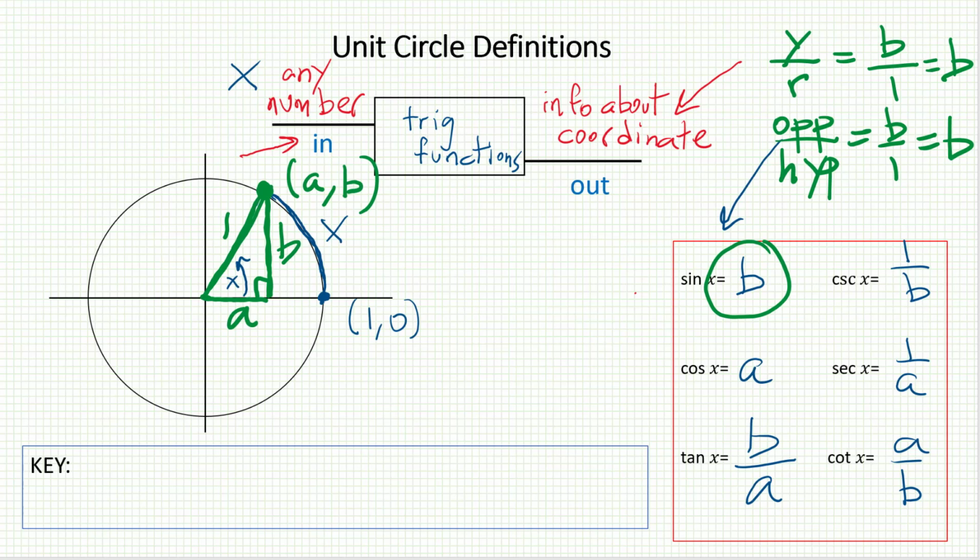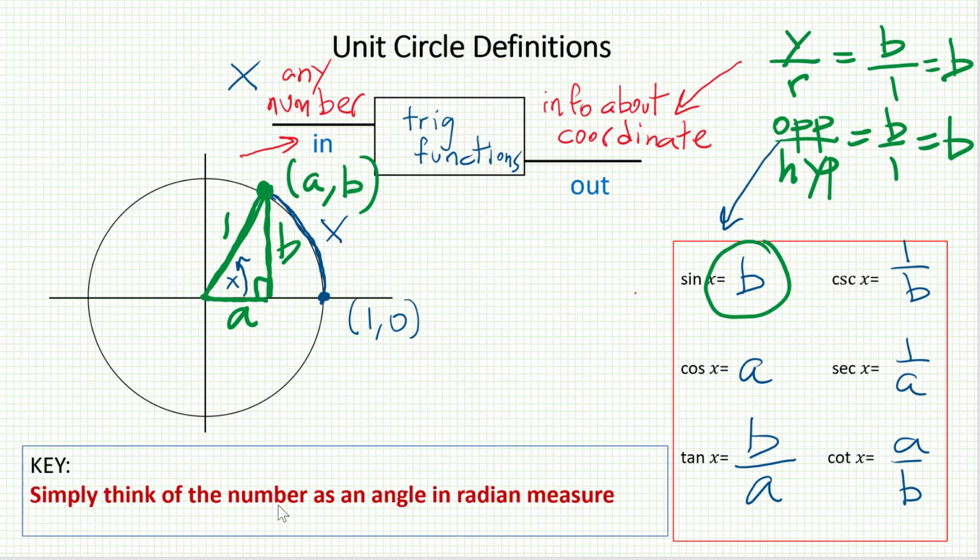The key is this. Simply think of the number as an angle in radian measure. The number is just a number, but on the unit circle we can act as if it's an angle in radian measure, and that's how we can use our trig functions more broadly.